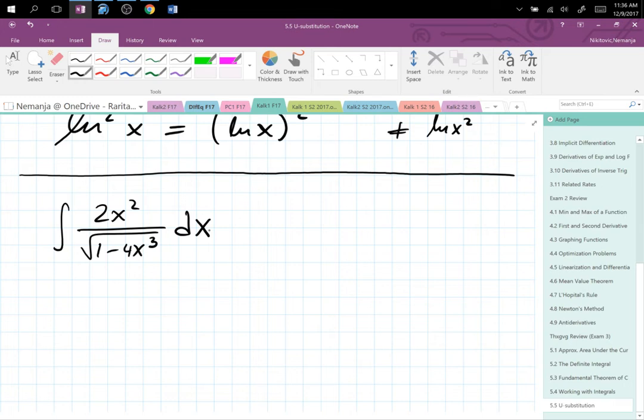Can you just tell me what u is? 1 minus 4x cubed, the whole thing. Because we know how to deal with the square root of u, we don't know how to deal with the square root of 1 minus 4u or something like that. So the entire thing under the square root is u, and then we have to deal with the fallout with minus signs and everything else that happens.